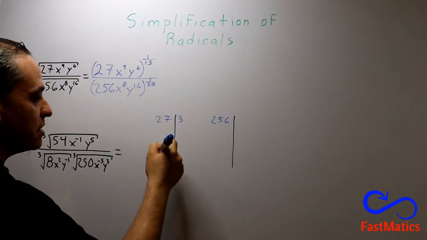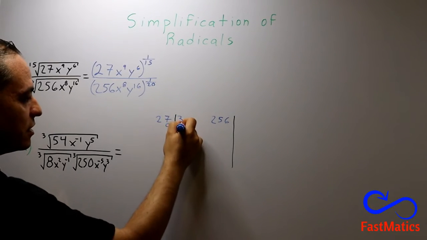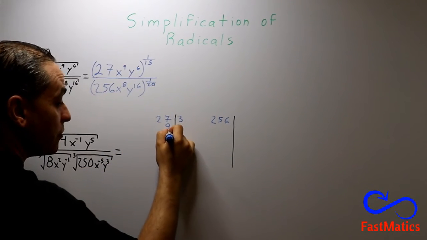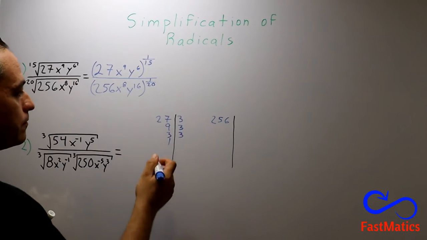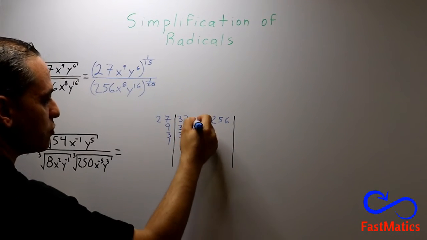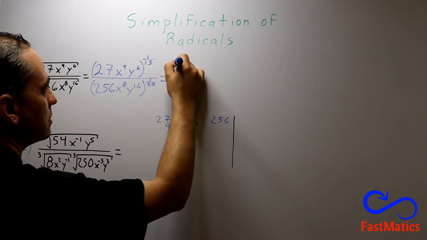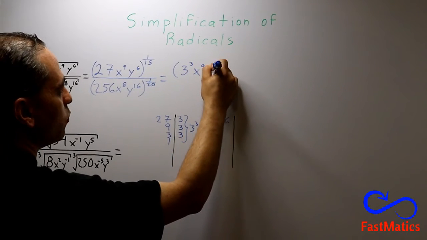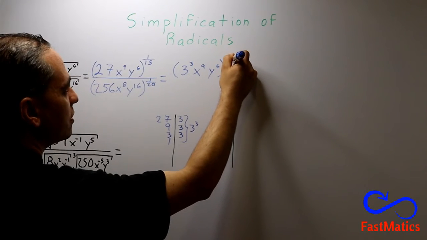So 27 divided by 3 is 9. 9 divided by, again, 3. I can divide it by 3 again, 3. And 3 can be divided by 3, 1. So that means it is 3 to the power of 3. So we can write it as 3 to the power of 3, x to the power of 9, y to the power of 6, raised to 1 over 15.